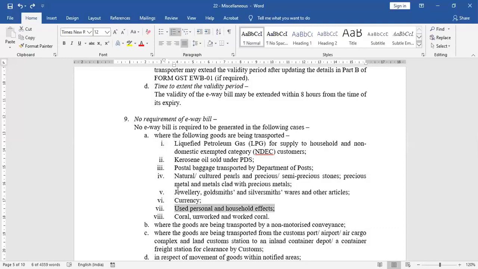Personal and household items. If someone lives on rent, so many times they move their goods from one place to another. The value of goods is much more than 50,000 rupees. E-way bill is not required. Next point. When goods is transported by a non-motorized conveyance, non-motorized conveyance means not using petrol, etc., like rickshaw, e-rickshaws, etc. E-rickshaw, I need to check whether it is treated as motorized or not. But cycle rickshaws, you move the goods from one place to another, even if the value exceeds 50,000 rupees, no e-way bill required.